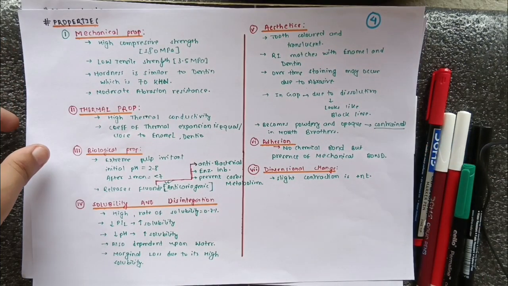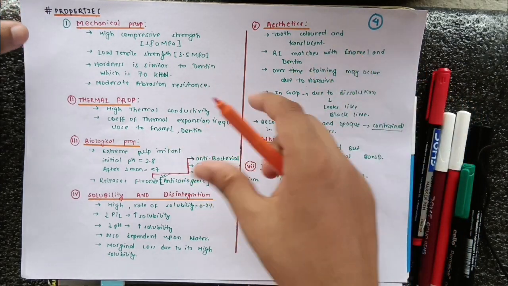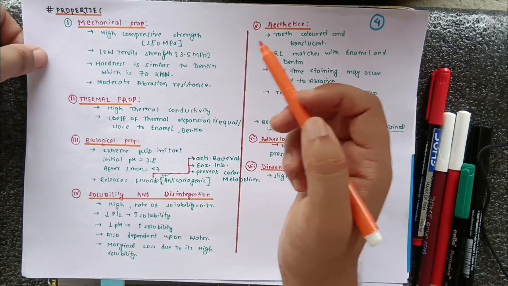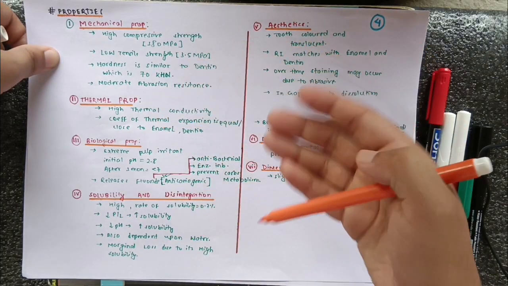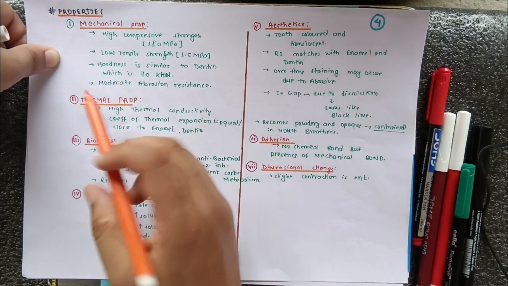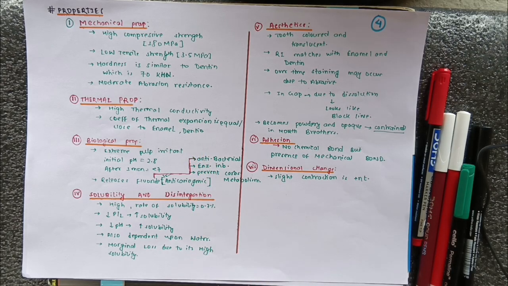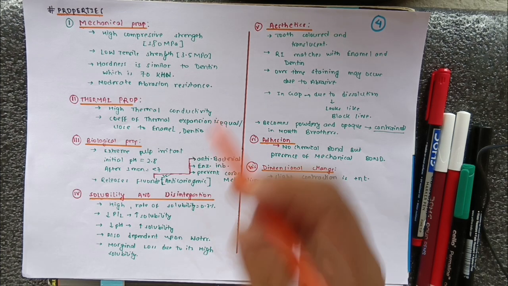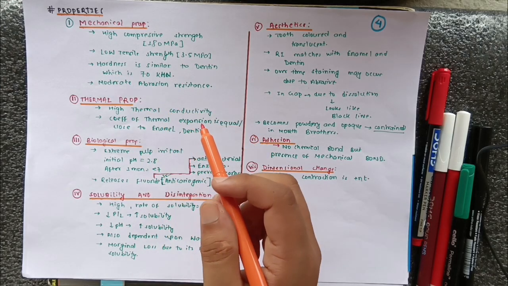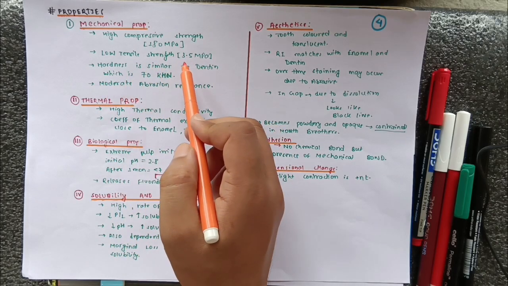Now we will discuss the properties of silicate cement. In the properties of silicate cement, I have written a total of 7 properties here. Our first property is the mechanical properties. As we can see, there is high compressive strength but low tensile strength or flexural strength. You should remember that silicate cement has high compressive strength but low tensile strength. The data is 180 MPa for compressive strength and 3.5 MPa for tensile strength.